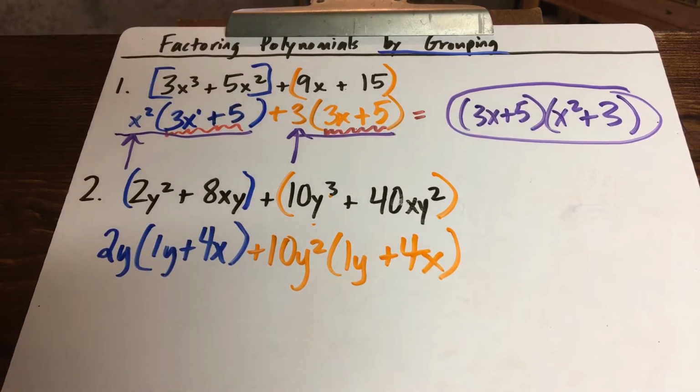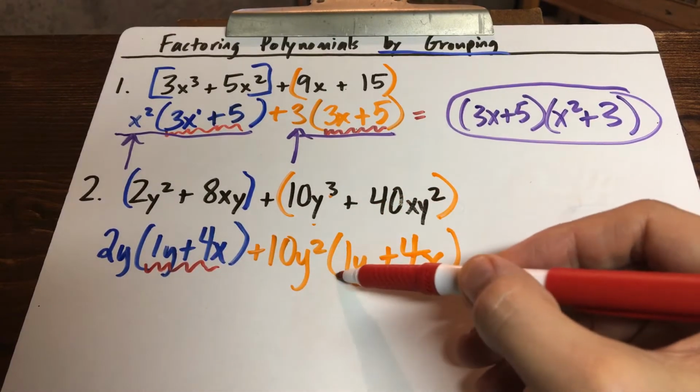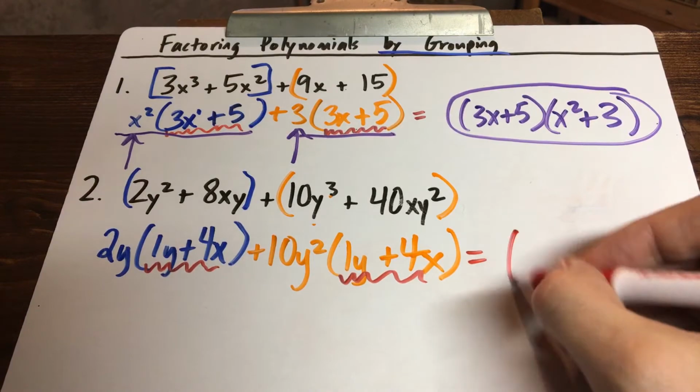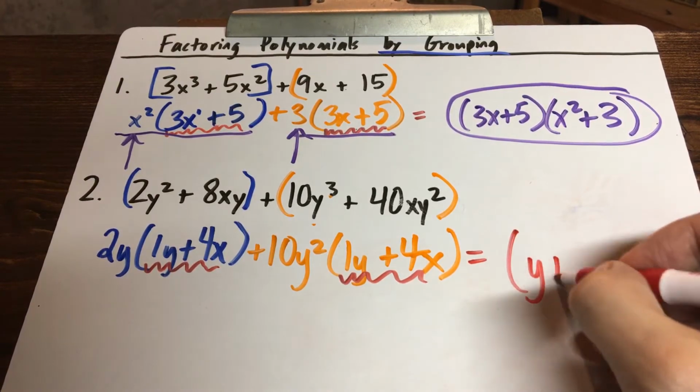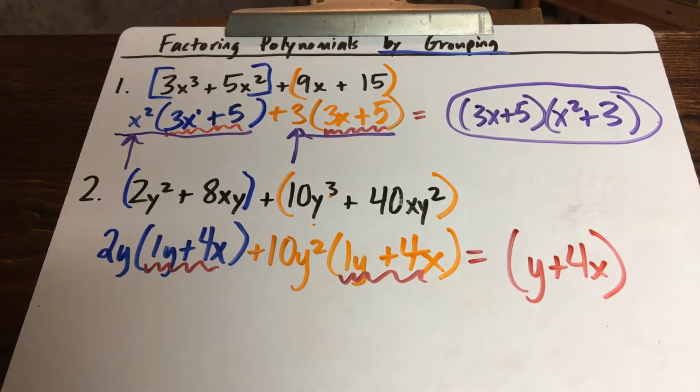Is something looking similar here? Are my parentheses matching? You bet they are. So that is the first part of my answer, and it could be at the end, but I like to put it at the front. I don't really want to put that 1 on there. I'm just going to put y plus 4x. That's the first part of my answer, the parentheses, that was a perfect match.